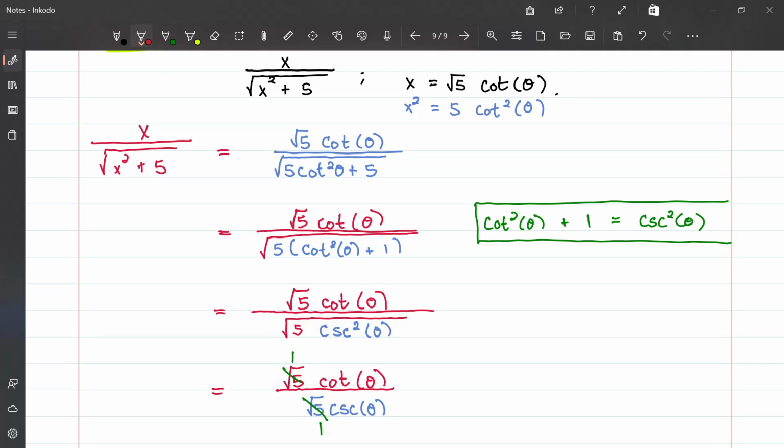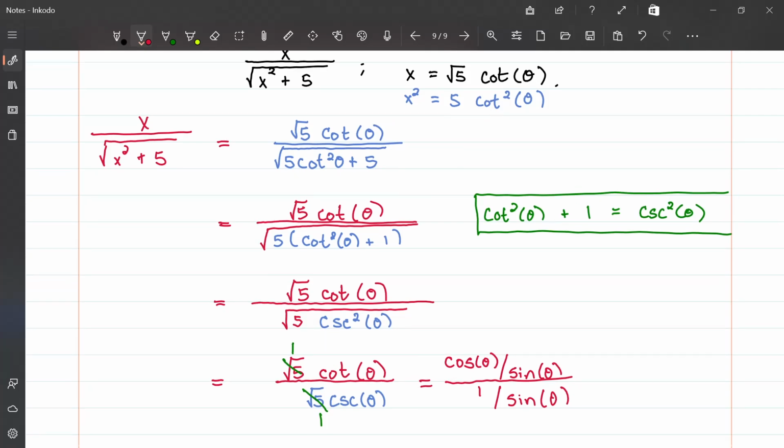So what I'm going to do is I'm going to rewrite both of them using a quotient identity, or a reciprocal identity, potentially. So let me see. Cotangent of theta is always going to be cosine over sine, whereas cosecant is 1 over sine.